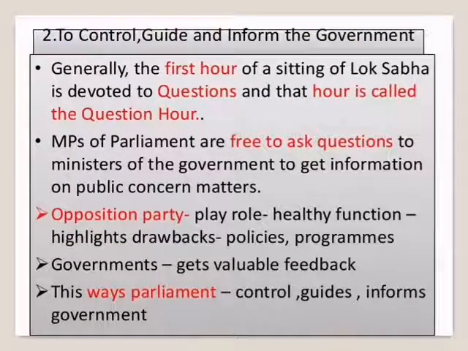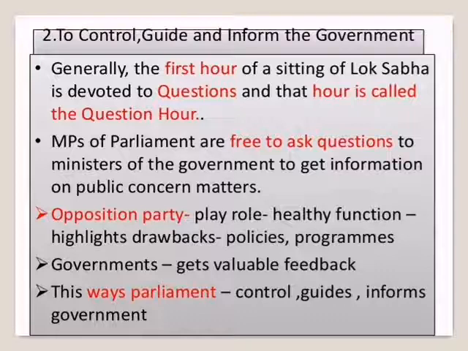The second important function of the parliament is to control, guide, and inform the government. Generally, the first hour of a sitting of Lok Sabha is devoted to questions, and that hour is called the question hour. MPs are free to ask questions to ministers of the government to get information on matters of public concern. The role of the opposition party is to engage in healthy discussions. Their main function is to highlight the drawbacks of the policies and programs adopted by the ruling party.